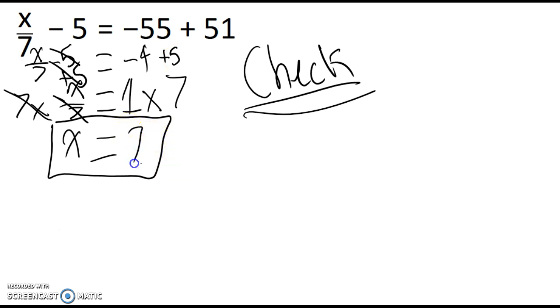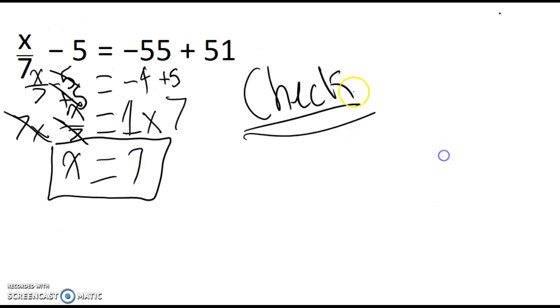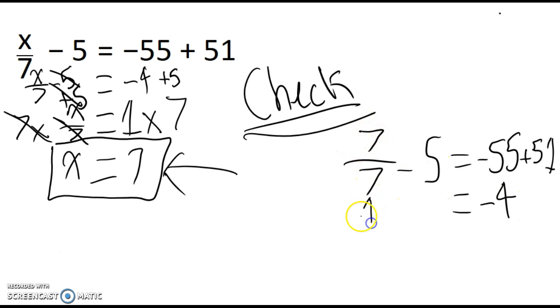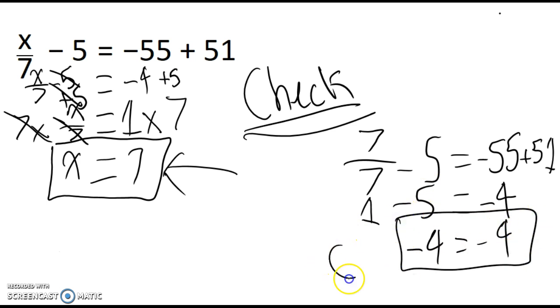So now we do the checking part. Now we know that x equals 7, as it says right here, so we turn the x into a 7. So it'd be 7 over 7 minus 5 equals negative 55 plus 51. So we find out that on this side it is negative 4. And then 7 over 7 equals 1, minus 5. So negative 4 equals negative 4. And now we have the right answer.